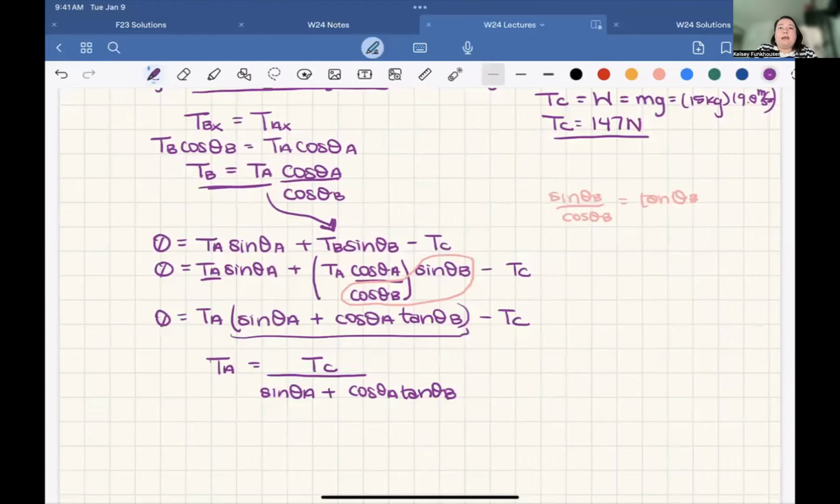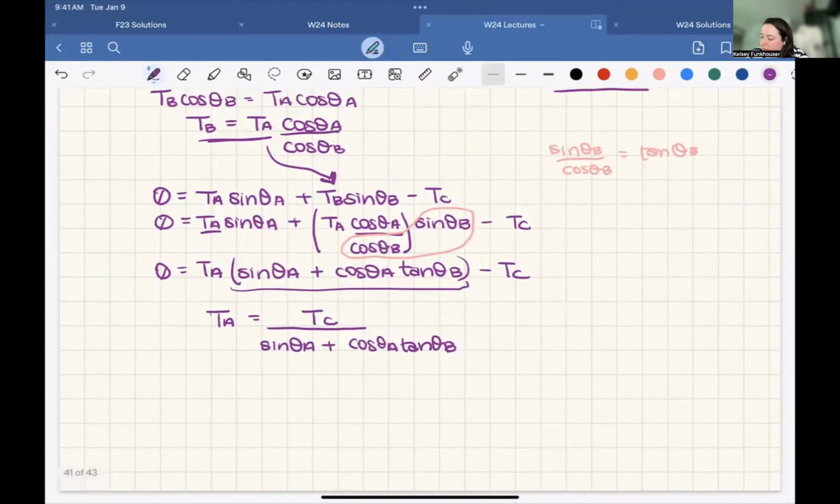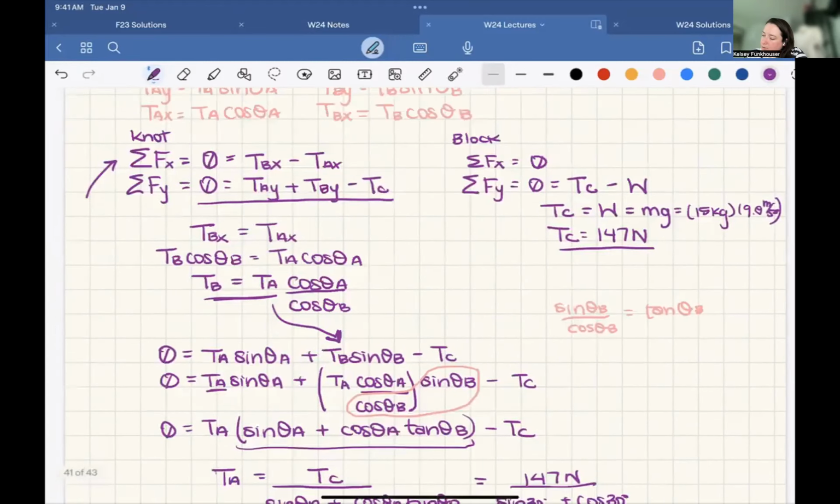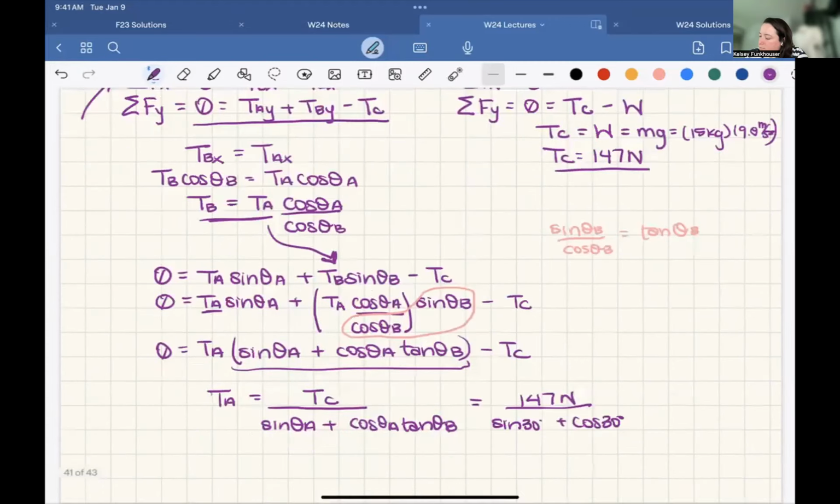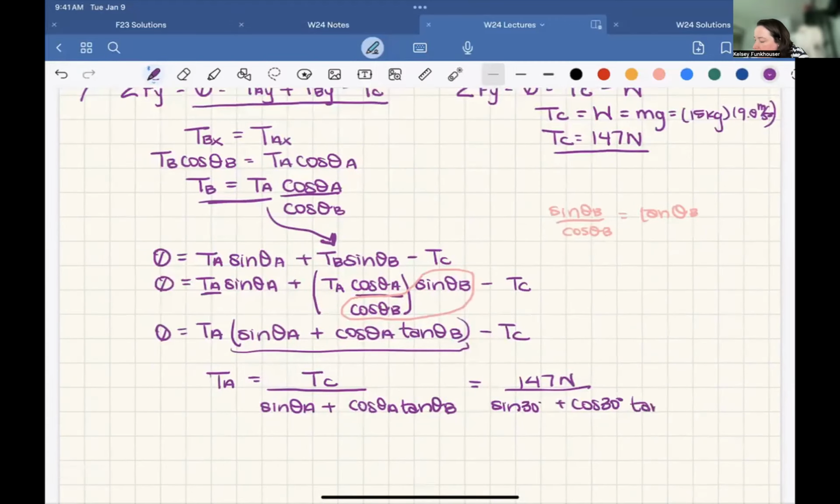Okay, now so TC we already found is 147 newtons. And this is a sine of 30 degrees plus cosine of 30 degrees. Let me double check that that's right. Yeah, that's it. And tangent of 45 degrees. And this gives us tension A of 108 newtons.